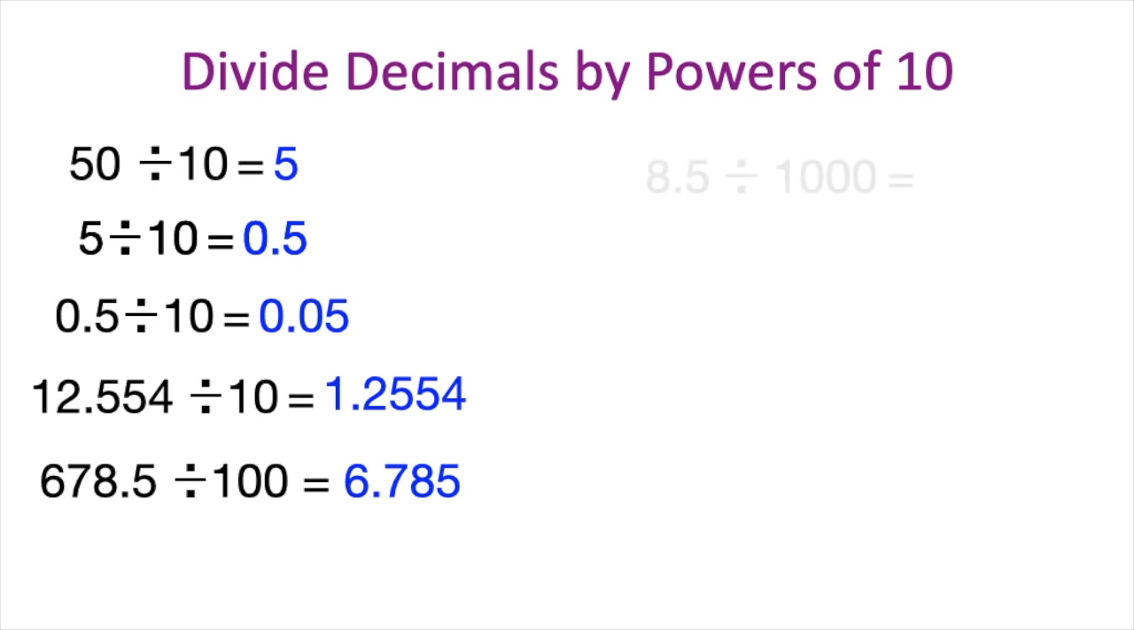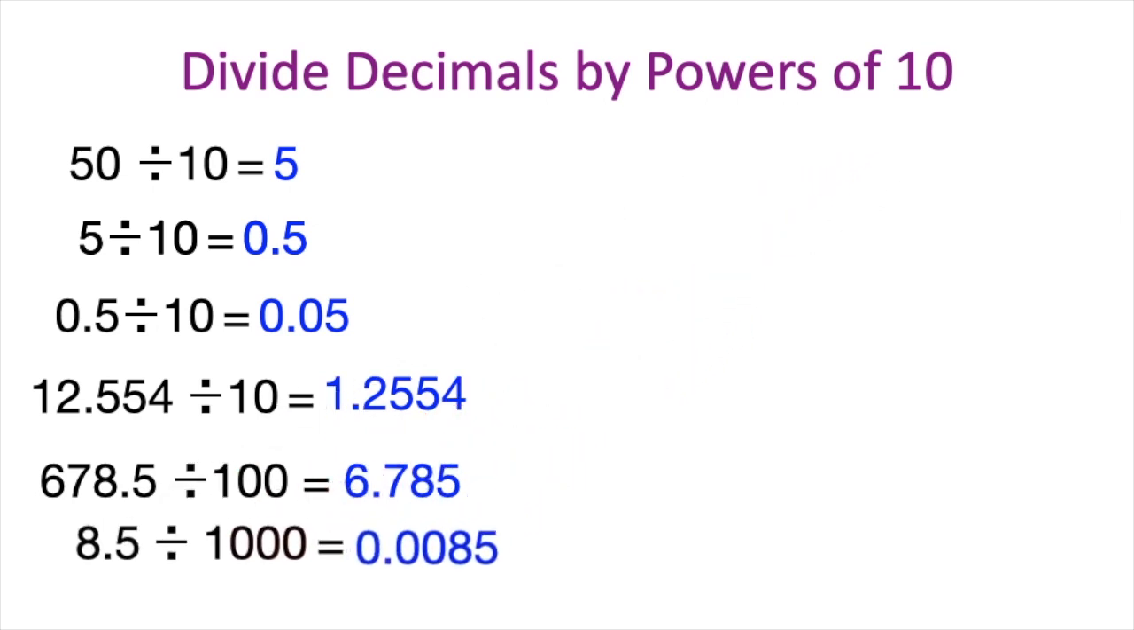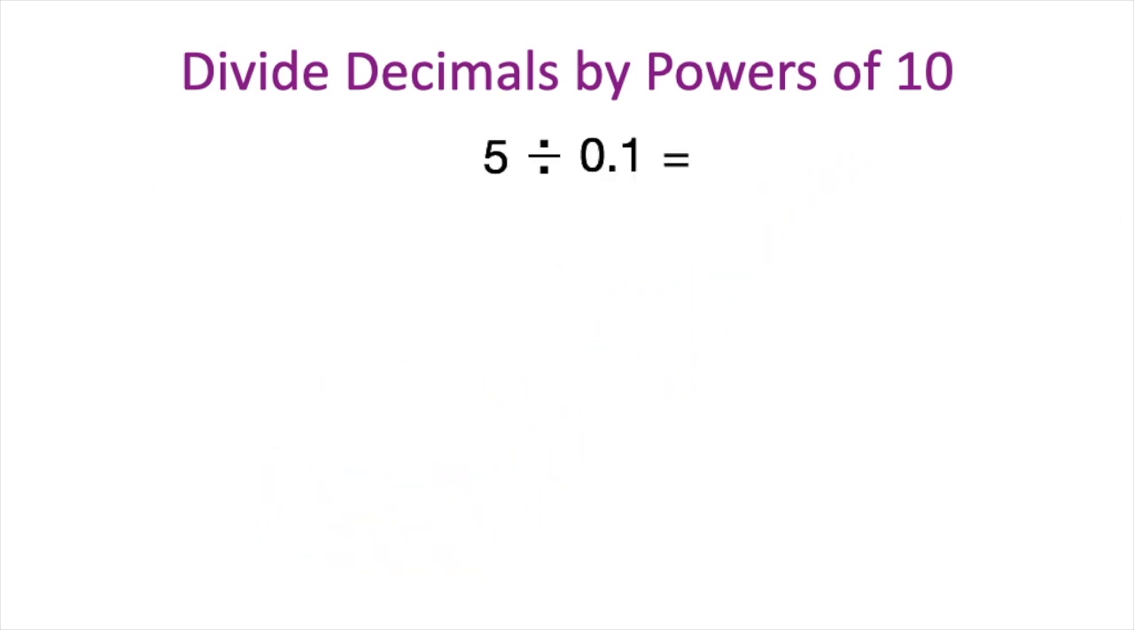Let's try a different problem. How about 8.5 divided by 1000? I have three zeros in 1000, so I move the decimal point three places to the left. 1, I have to add a 0 here and then move again, 2, and I do it one more time, 3, so I have 0.0085.